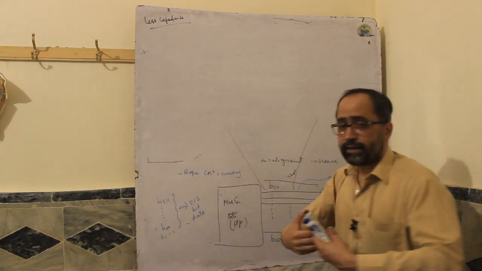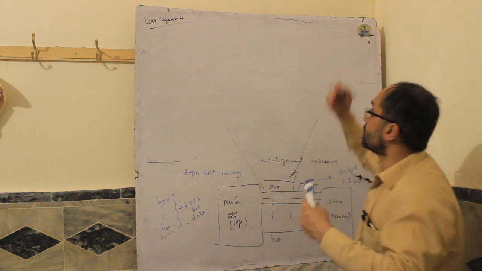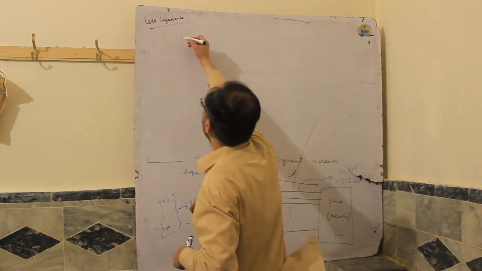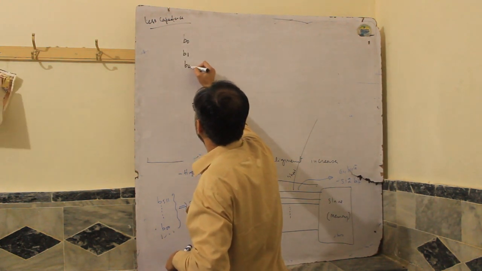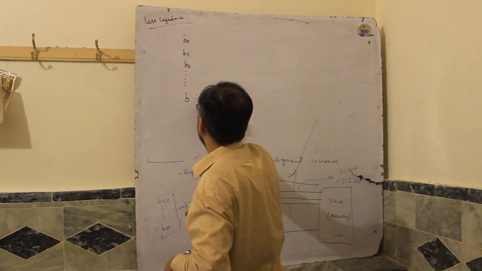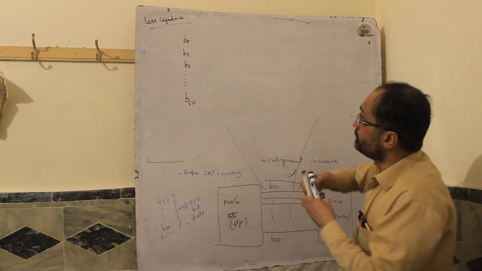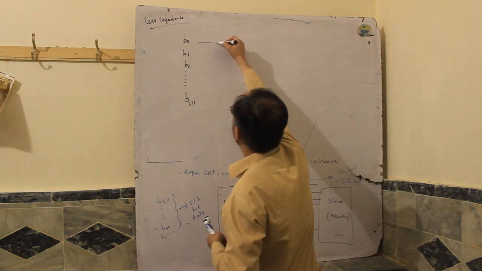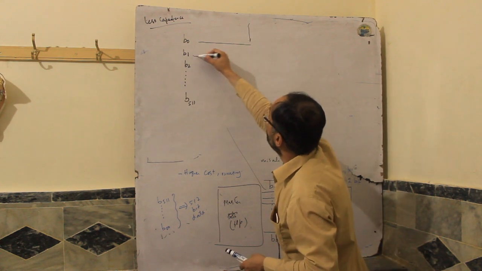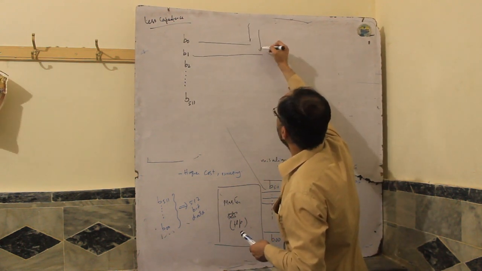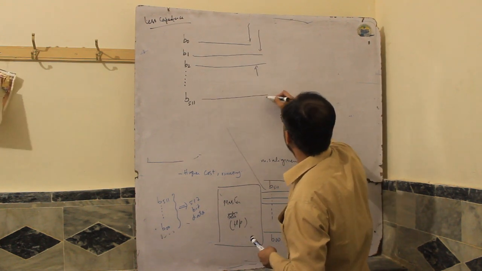So if we increase the length, the chances of misalignment will be large. I will explain this with an example. Let's assume there are two signals. Let's assume this is the B0 signal, this is the B1 signal and the B2 signal, and this is the B511 signal. So B0 may arrive at this time, B1 arrives at this time, B2 arrives at this time, and B15 arrives at this time.